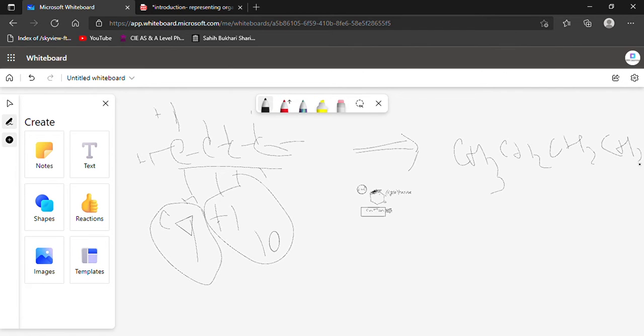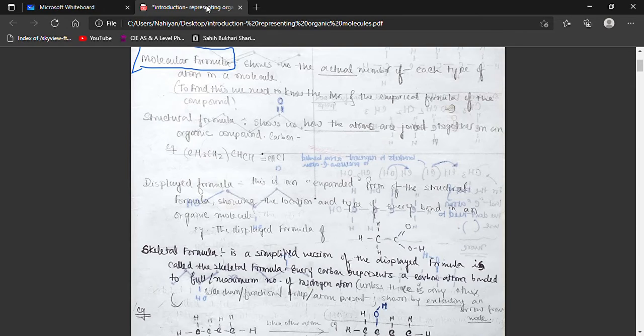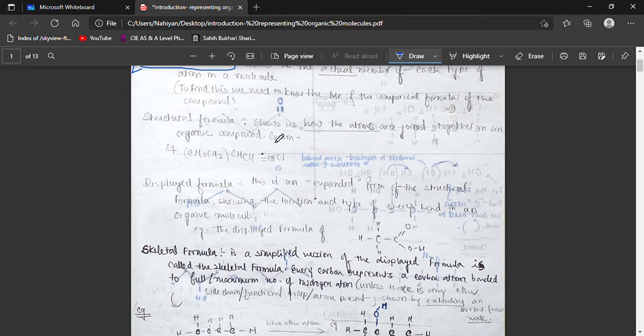So we see that structural formula is more into how they are structured, rather than the number. We are less interested in the actual number of carbons. We are more interested in the structure, or how they are organized. So that is the structural formula, which shows how the atoms are joined together in an organic compound.